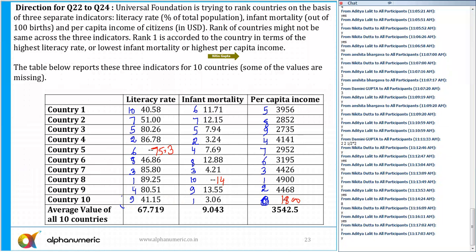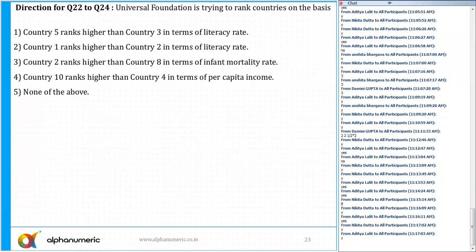And now come to the questions here. Which of the following statement is correct on the basis of the above table? So we have already identified the ranking, so you get the answer of this question as, I think, the option number 3. Okay.